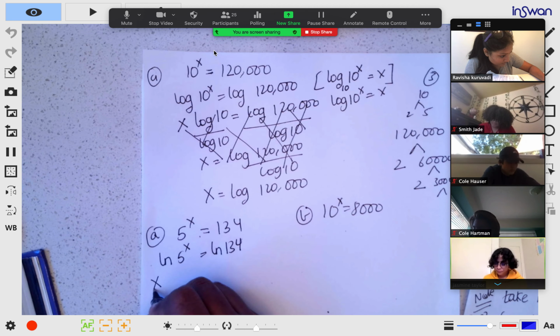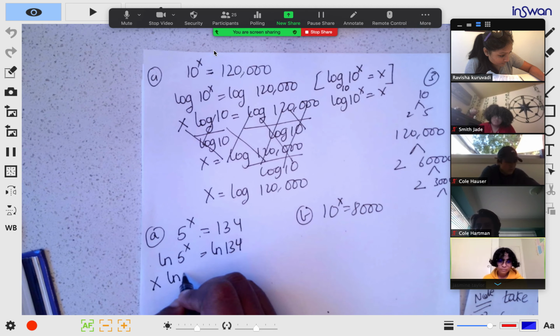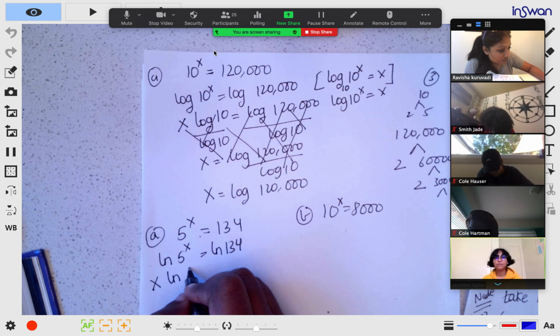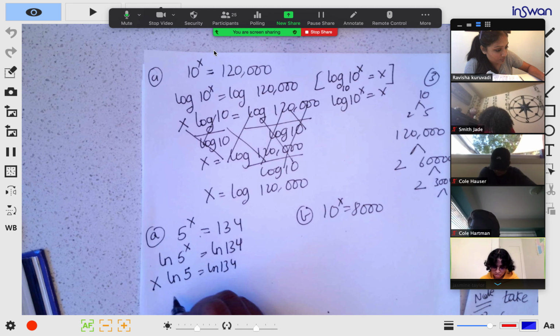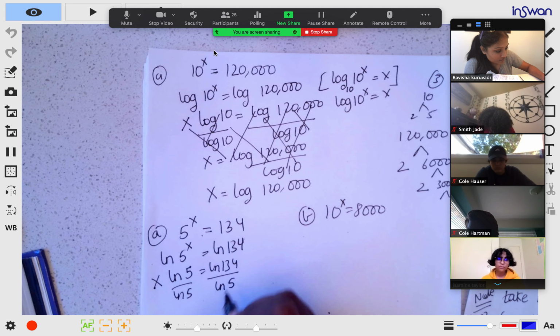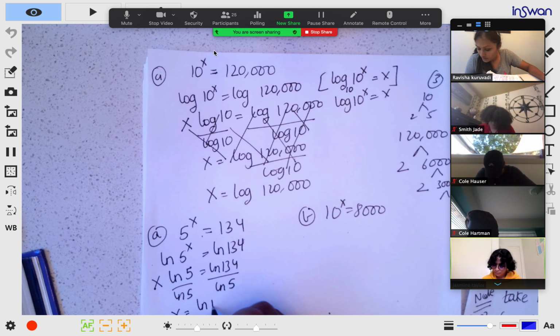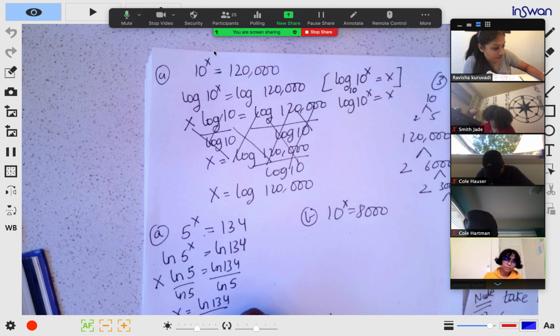And then divide by ln 5 on both sides. Can you use a calculator and tell me what you get, your approximate value up to 2 decimal places? 3.04. You're saying 3.04. Yes, you're correct.